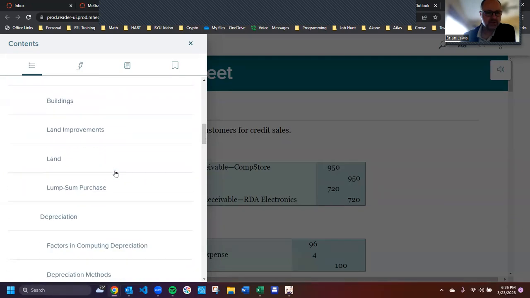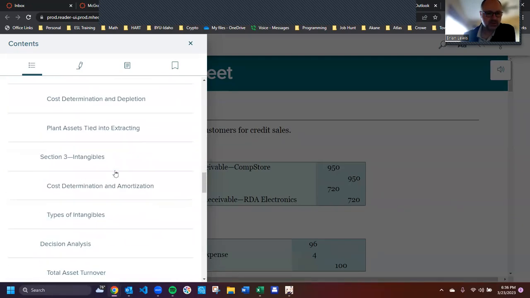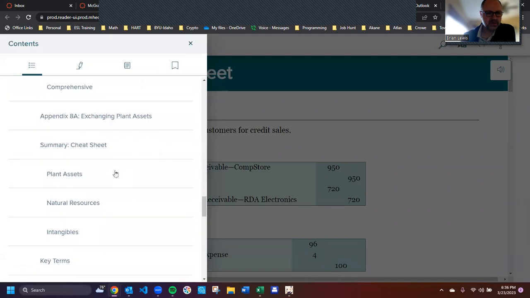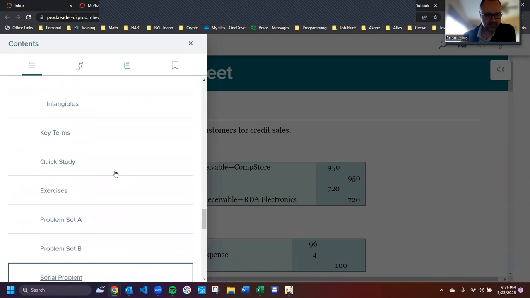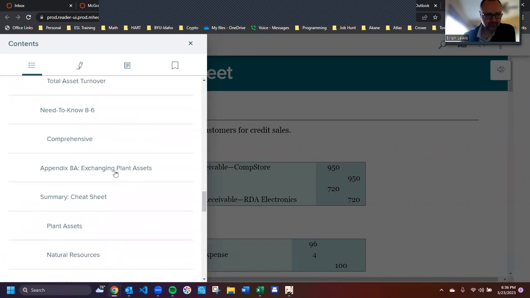Then it goes over pretty much depreciation, amortization, stuff like that. So let's see where we got a cheat sheet. Where's the cheat sheet? Probably missed it. There it is.